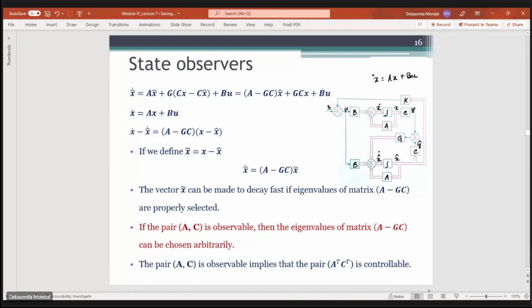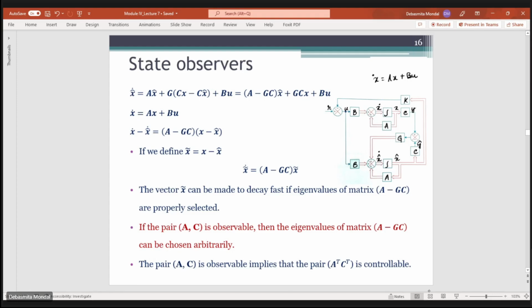From this block diagram you can write that x hat dot equals B u plus A x hat plus G multiplied by the difference y minus y hat. Here y = Cx and y hat = C x hat. You can rearrange the terms, and you will end up with x hat dot = (A minus GC) x hat plus GCx plus Bu.